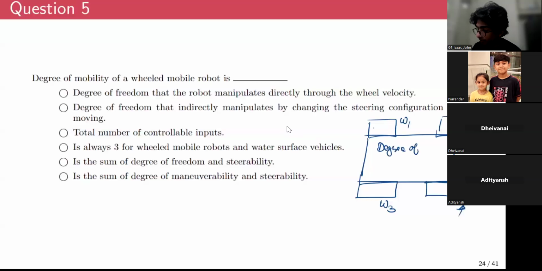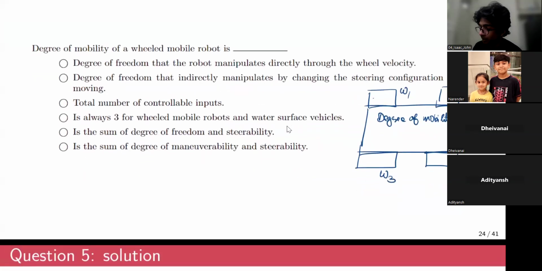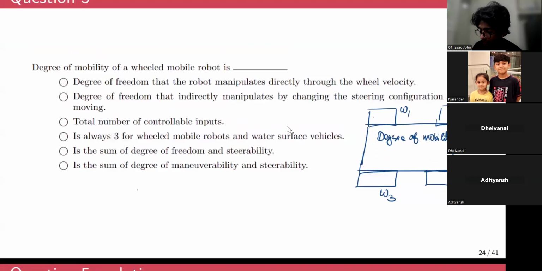Degree of mobility is 4 for this instance. And what about the case of a tricycle, like an auto rickshaw?